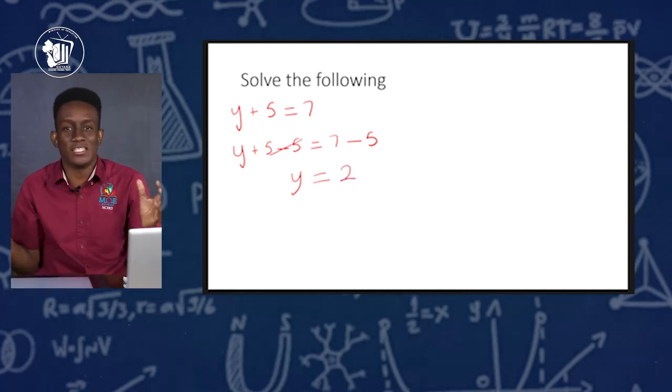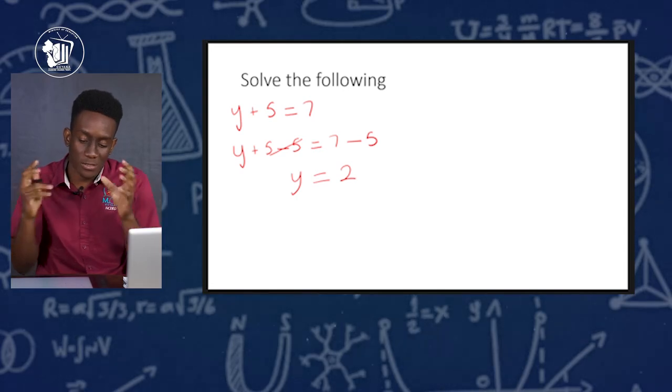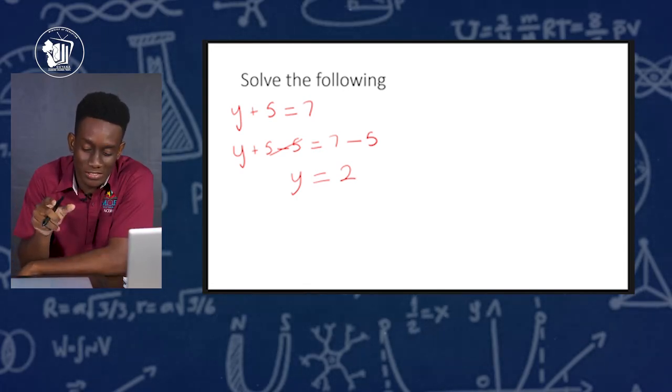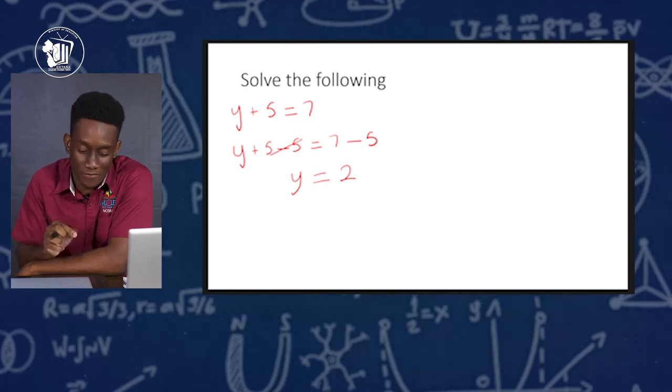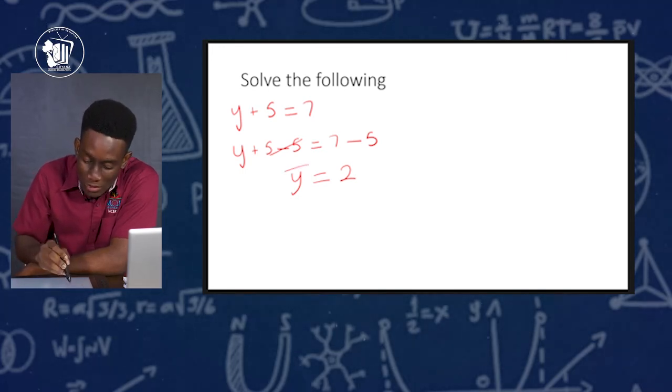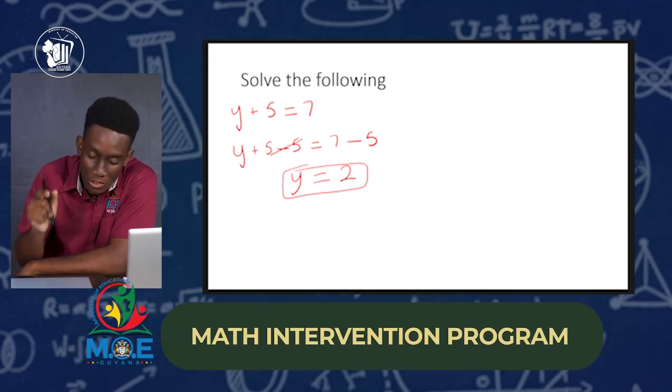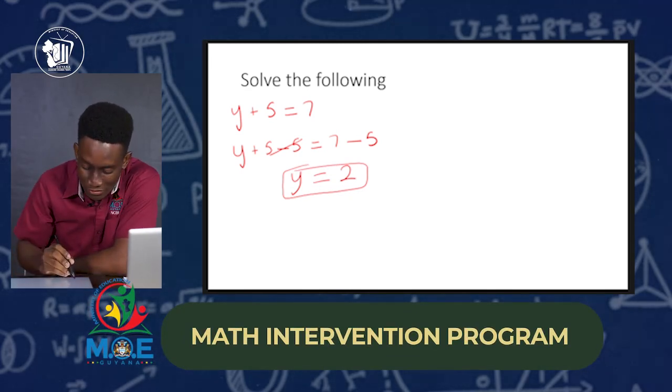And how can we check to see if our answer is correct? So this is saying y is equal to 2. So we can go back to the original equation that says y plus 5 is equal to 7, and we found that y is equal to 2. So the value of y is 2, so we can replace y with 2. So instead of y plus 5, we'll have 2 plus 5.